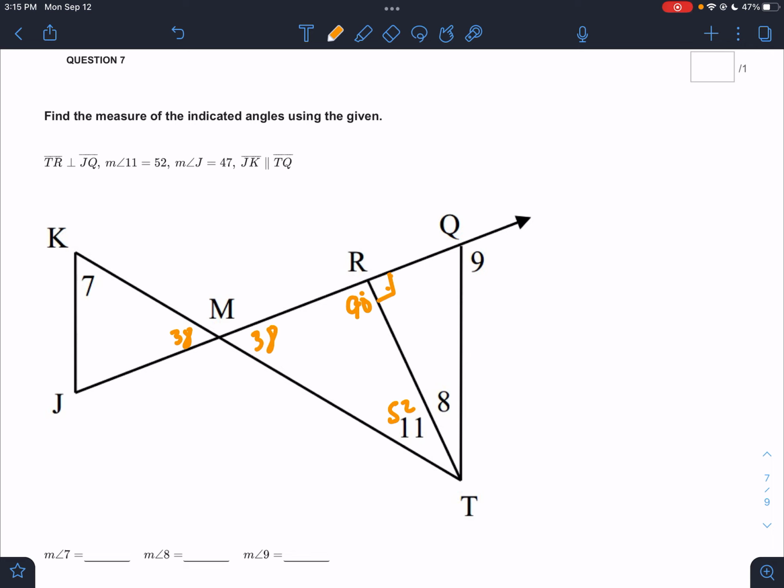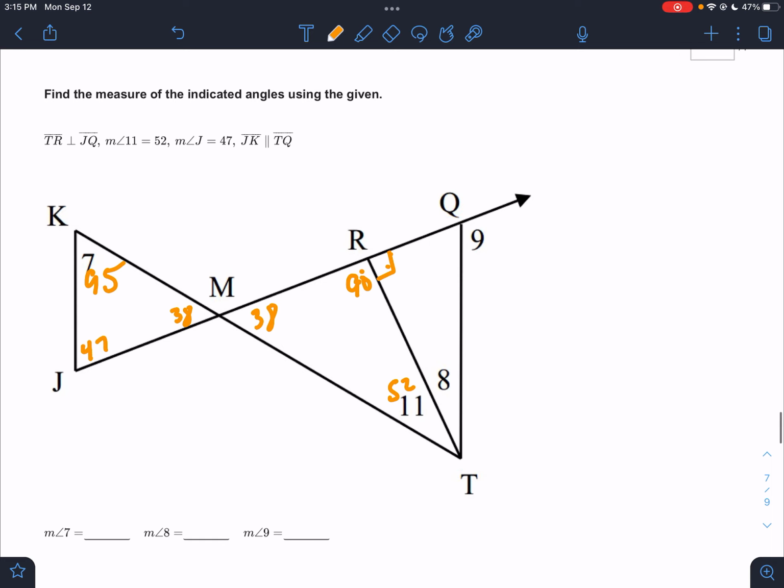We have angle 11 is 52. I did that. Angle J is 47. Here's J down here coming in at 47. Well, if that's 38 and 47, that would be 70 plus 15 would be 85, which means angle 7 would have to be 95. So angle 7 comes in at 95.